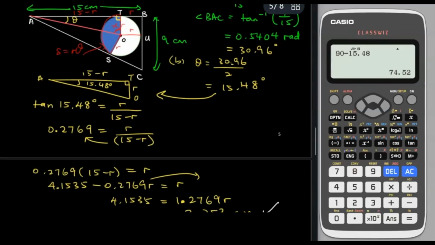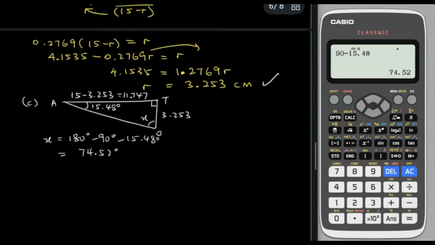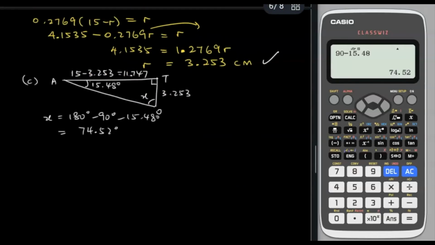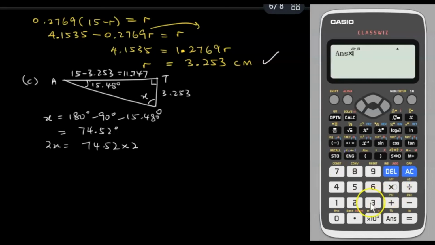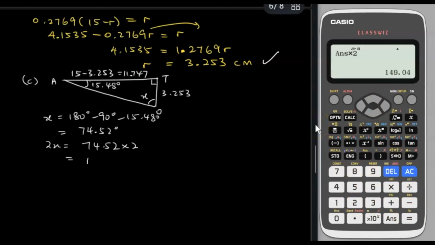Now we're going to use the angle TOS. If you see from this diagram, the minor angle here is 2 times X. So 2X will be 74.52 times 2. We times 2 and we get 149.04. I label this as theta, because later I'm going to put this into the arc length, which is S equals R theta.